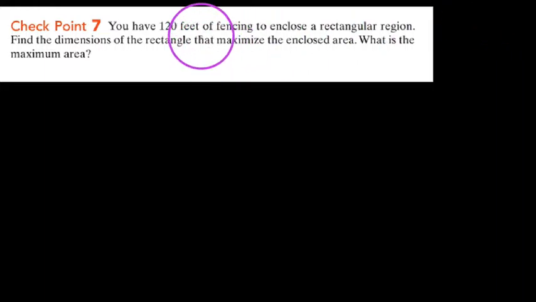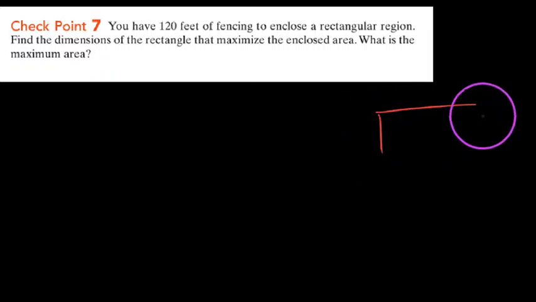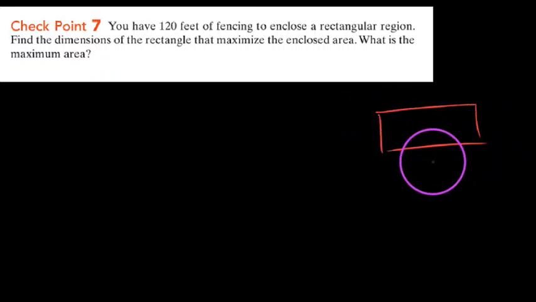So in this last problem, let's take a look at a situation where we'd have to deal with a little bit of geometry. It says we have 120 feet of fencing to enclose a rectangular region. So I'm going to start by representing our rectangular region here. I'm going to refer to the longer side as the length and this as the width. We say find the dimensions of the rectangle, or the length and width, that would maximize the enclosed area. So here, keep in mind that our goal is to maximize this situation.